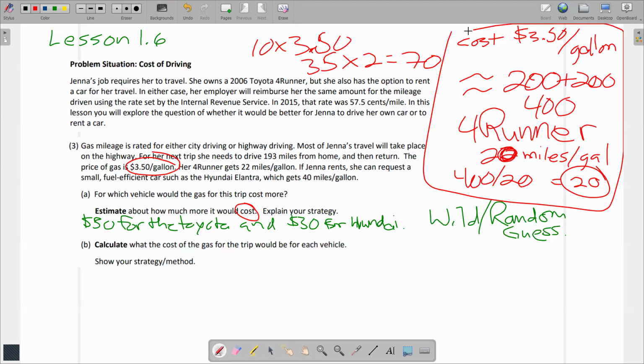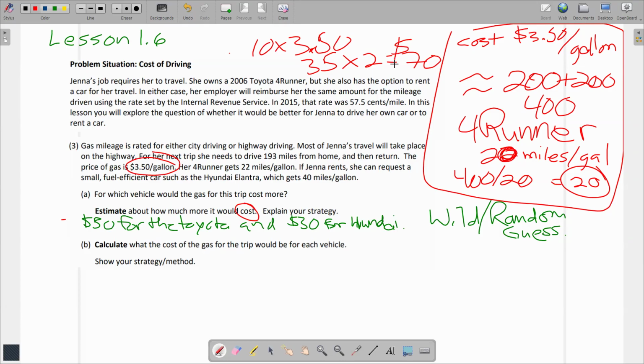So this was an estimate. This is another estimate. Is it right? Maybe. I don't know. I haven't actually done the real calculation yet. Questions about my second guess here? So my second guess was $70.